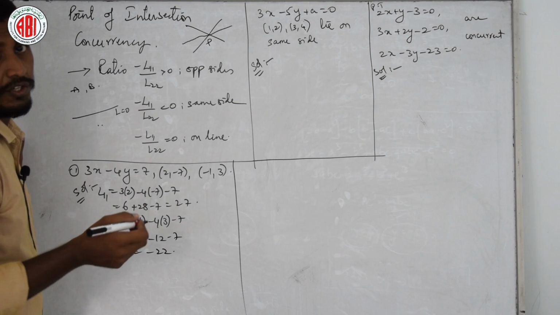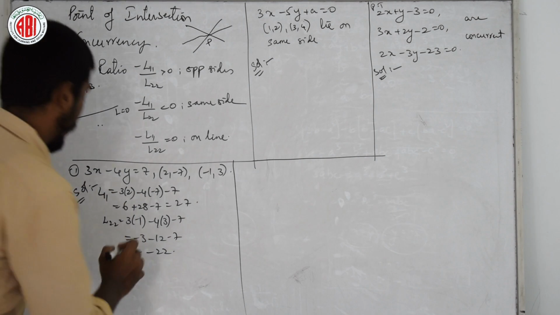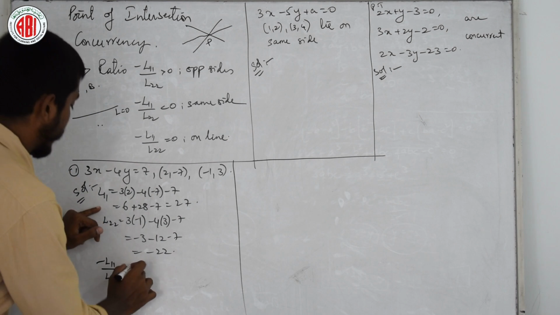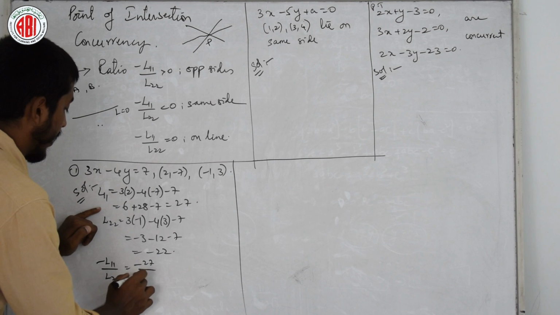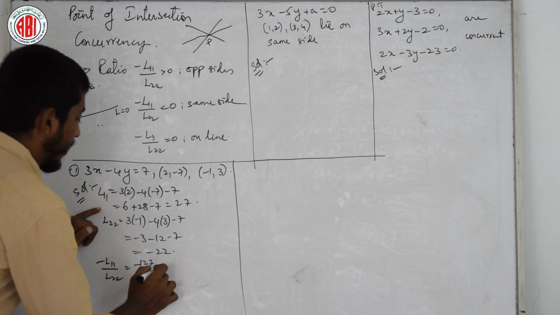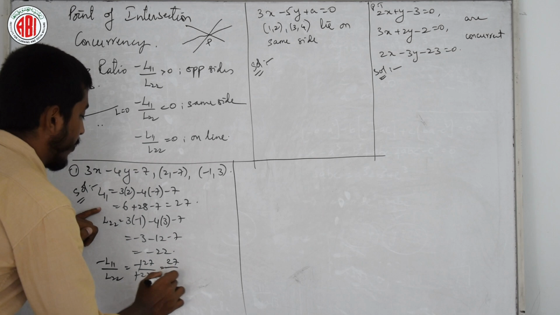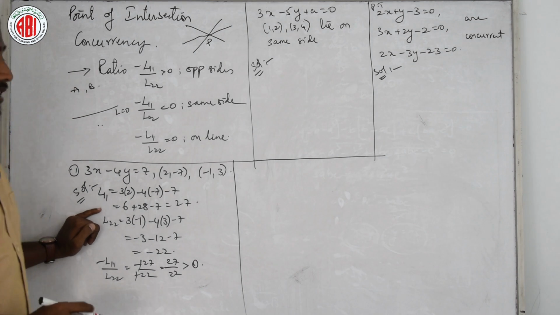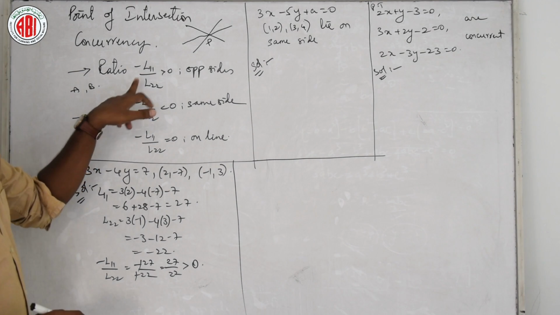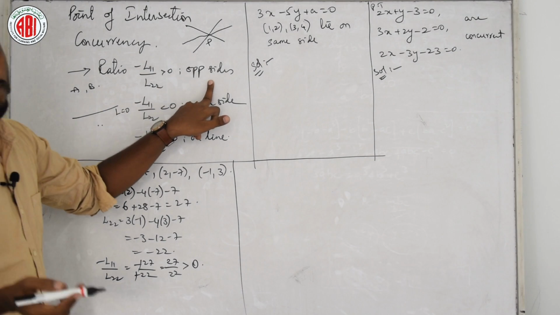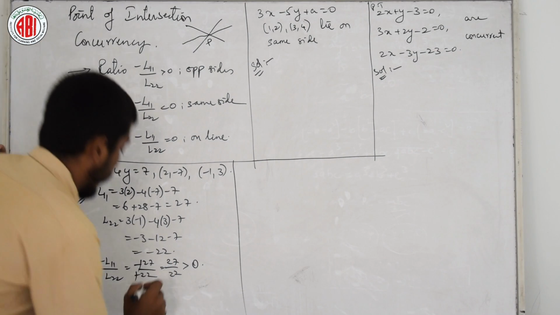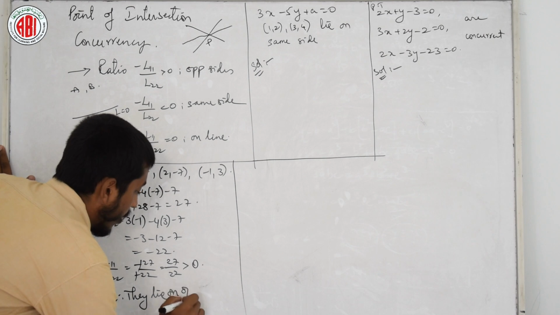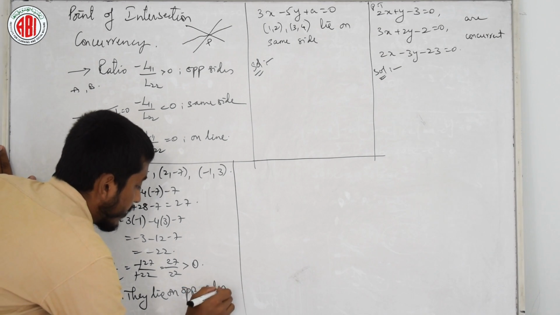Now let us find the ratio of minus L1 by L2. Minus L1 by L2, that is, minus 27 by, already L2 is minus 22. Minus minus gets cancelled. It is 27 by 22, which is a positive number, which is always greater than 0. Therefore, according to our condition, the two points lie on the opposite sides of the line. Therefore, they lie on opposite sides.